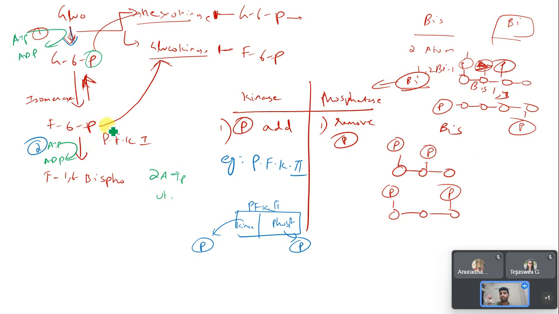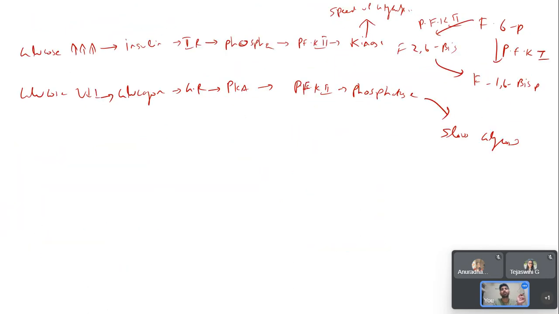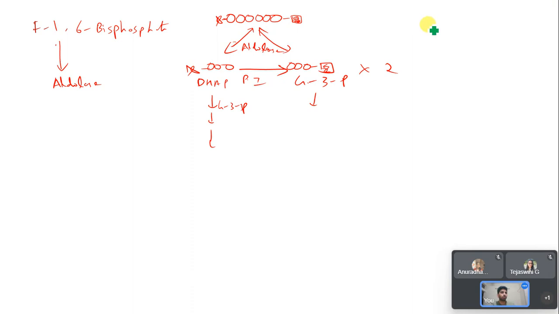You can also say that the conversion of F6 to F2,6 utilizes one energy, but mostly, as I told you, if there are like 10,000 molecules of F6P, about 9,900 are getting converted into fructose 1,6 bisphosphate, and only 100 molecules are getting converted into fructose 2,6 bisphosphate. So people don't consider this phosphorylation much. So two ATPs are utilized right now. Till now there's just a loss of two ATPs.